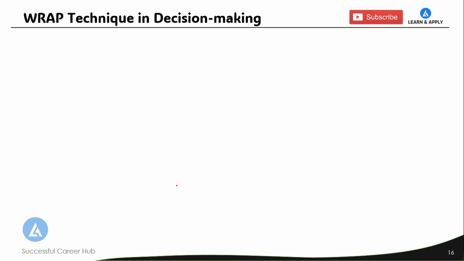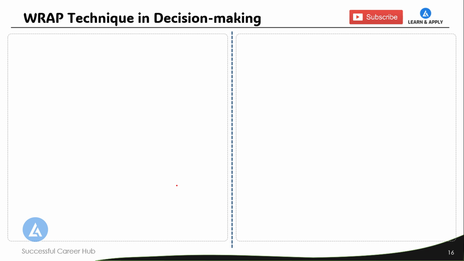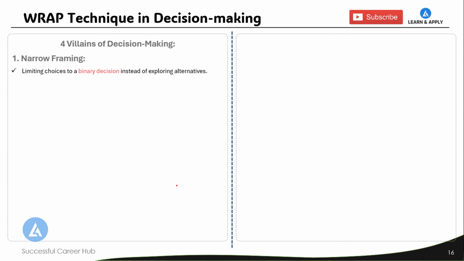WRAP technique in decision making. We are going to understand this technique in two parts. The first part will be the four villains of decision making. And in the second part, we will see how this WRAP technique is going to kill these four villains. The first villain is narrow framing: limiting choices to binary decisions instead of exploring alternatives. For example, a company decides whether to launch a product or not without considering modifications or different market strategies.